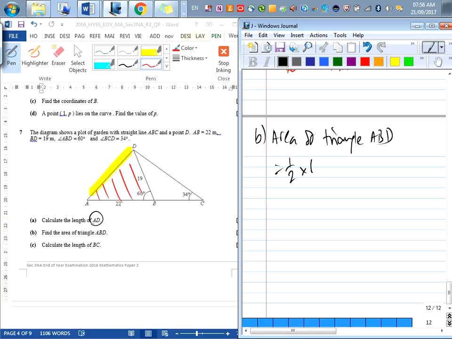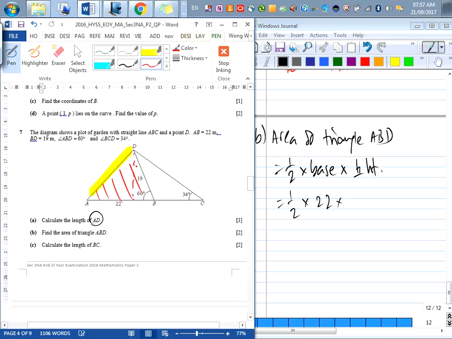Equals to half times base times, when you say height, you meant the perpendicular height, right? So where is the base for this, Sophia? AB, is it? Where's the base? AB, so 22. Then where's the perpendicular height? Which one? I have to draw it myself. Like that, is it? Then am I going to try to find that line?